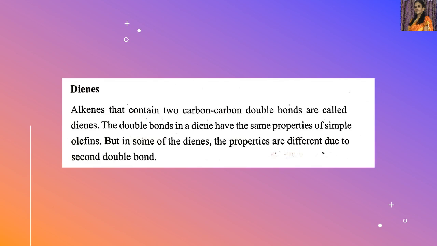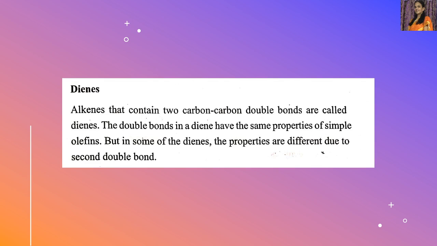So these double bonds, how they are present, that is important. Double bonds in dienes have the same properties as simple olefins. So these dienes also have properties similar to olefins, that is alkenes. But in some of the dienes, the properties are different due to the second double bond. Few dienes will have different properties because of the presence of the second double bond.